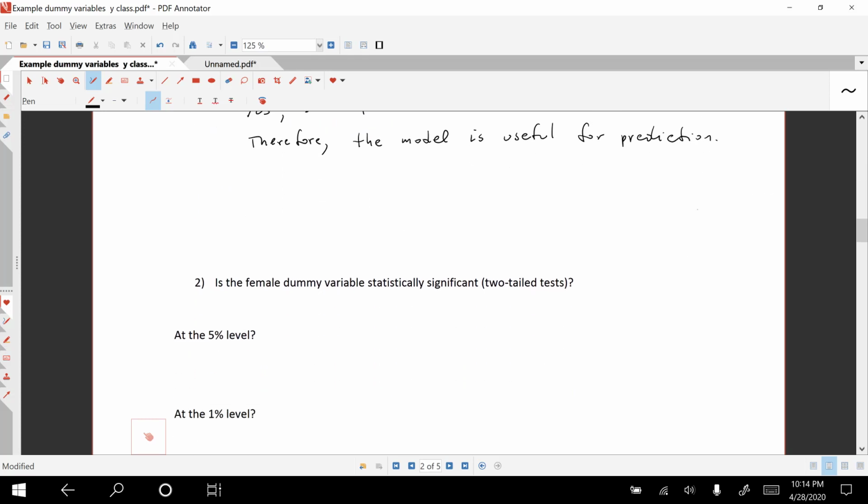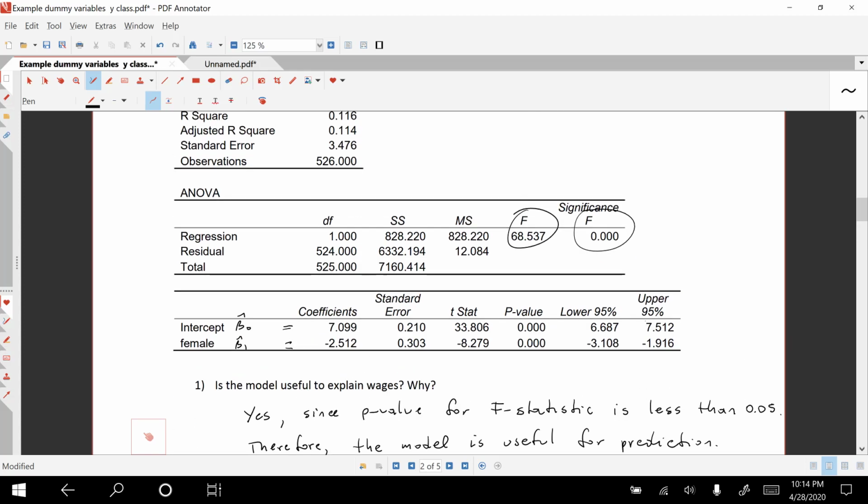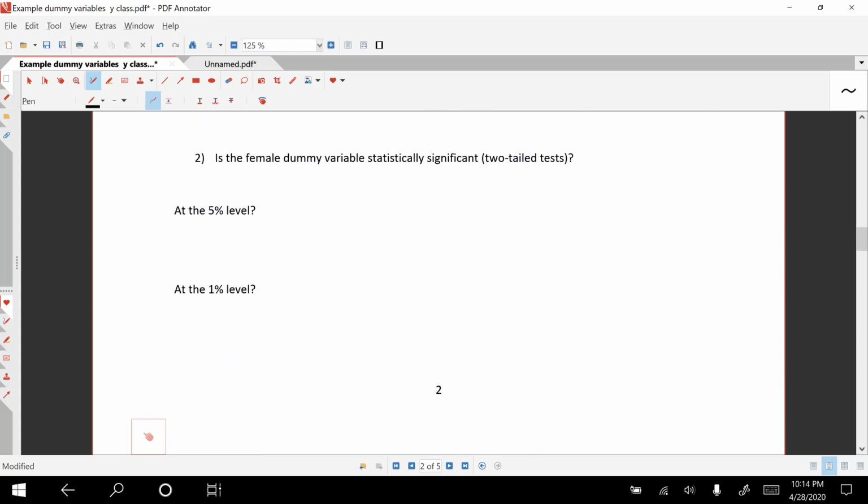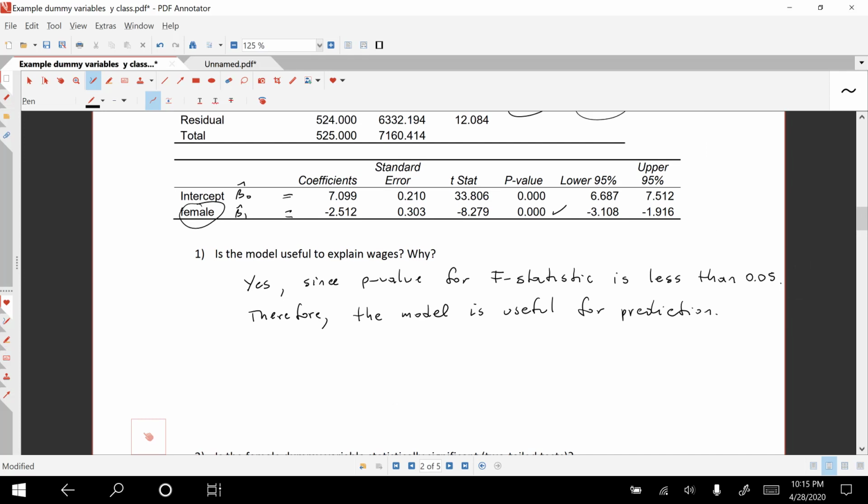Okay, so is the female dummy variable statistically significant? Remember, we have to go and look at the p-values, and that p-value is less than 0.01. So at the 5% level, yes, of course, the p-value is less than 0.05, and yes too at 1%, because that p-value is less than 0.01. Again, what we're looking at here is the p-value that corresponds to that female dummy variable, and that's 0.00, which means that this is smaller than 0.01.